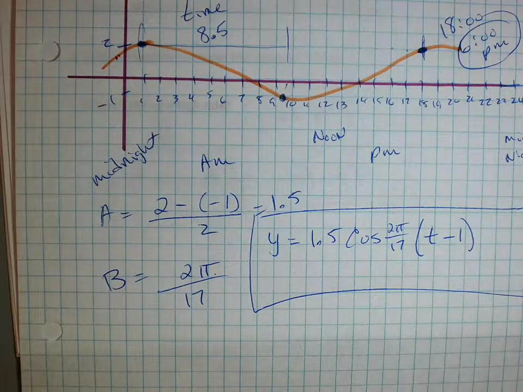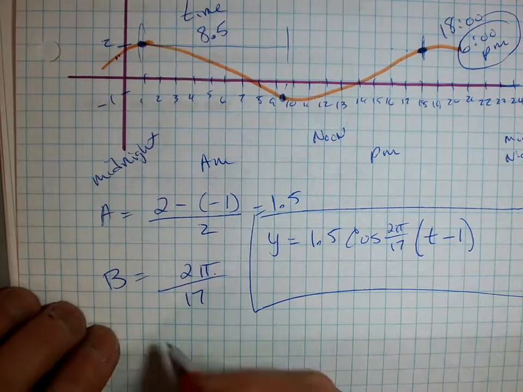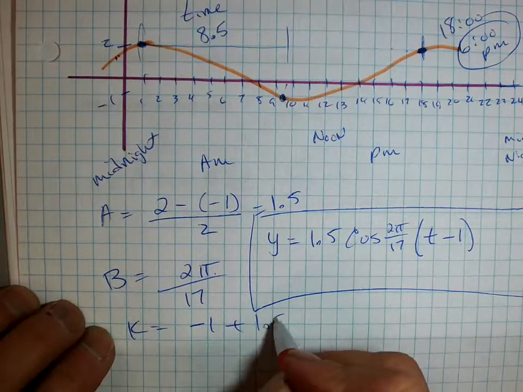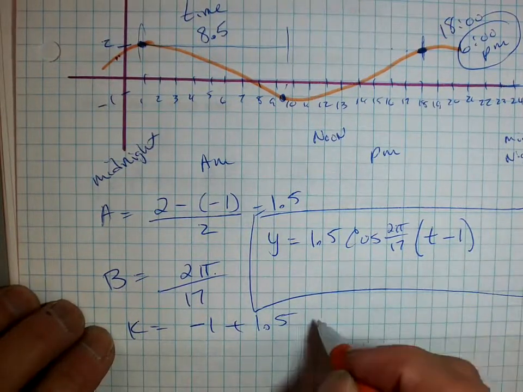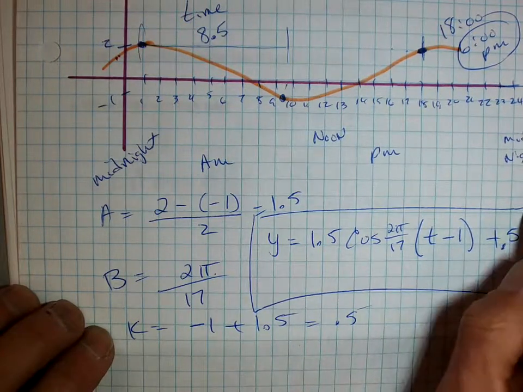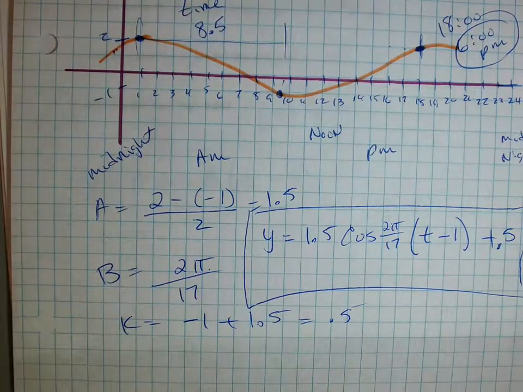And then the whole graph is up a half, but if you can't see the vertical shift, k is always going to be the minimum, which is -1, plus my amplitude, which is 1.5. So my k is equal to 0.5. And there I have it. There's my answer. It's actually the equation right there.